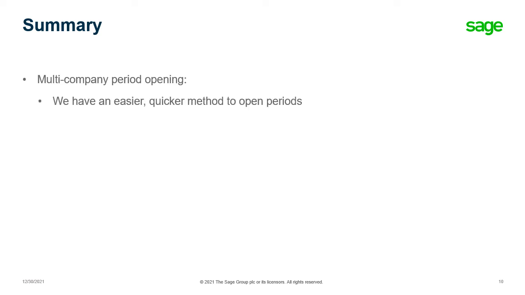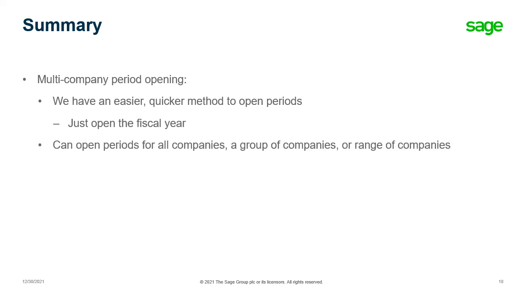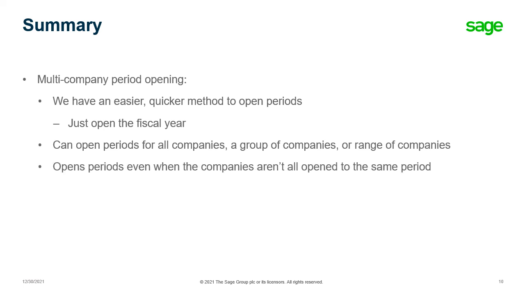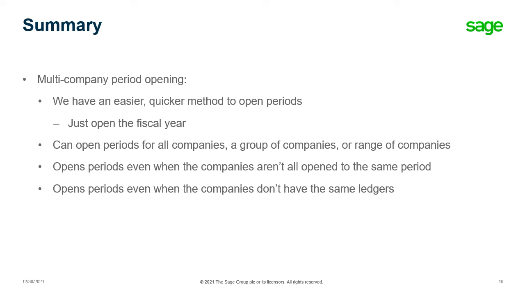So let's look back over what we've seen today. We've seen our multi-company period opening. We have an easier, quicker method to open periods. All we need to do is just open the fiscal year. It can open periods for all companies, a group of companies, or a range of companies. It can open periods even when the companies aren't all open to the same period. It can open periods even when the companies don't have the same ledgers.